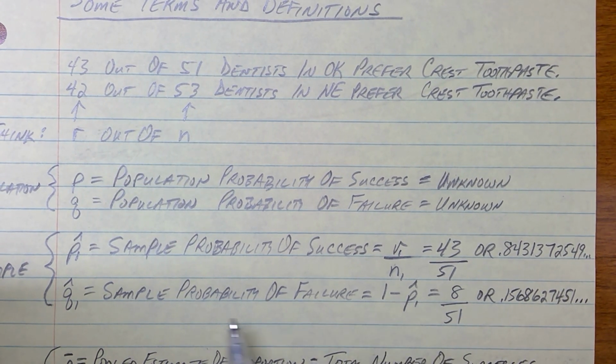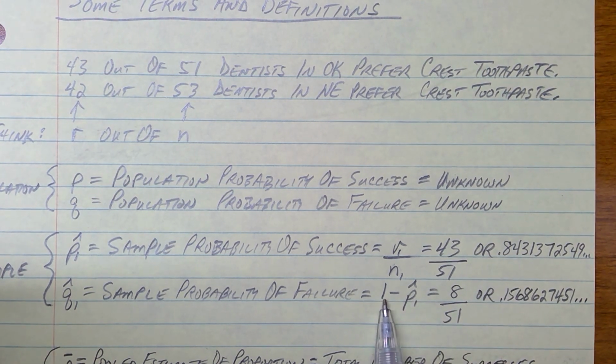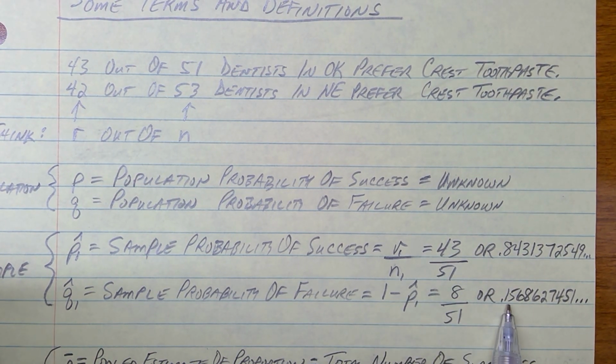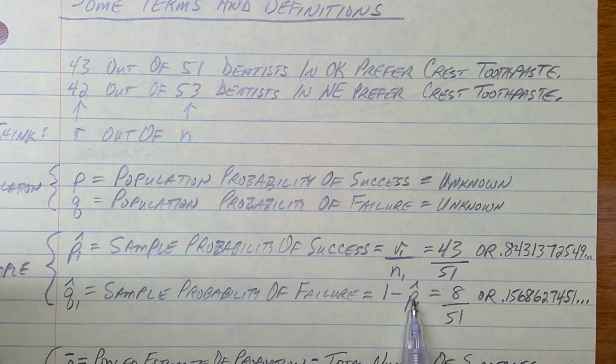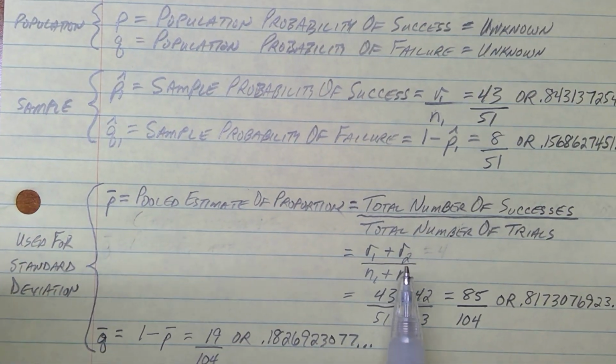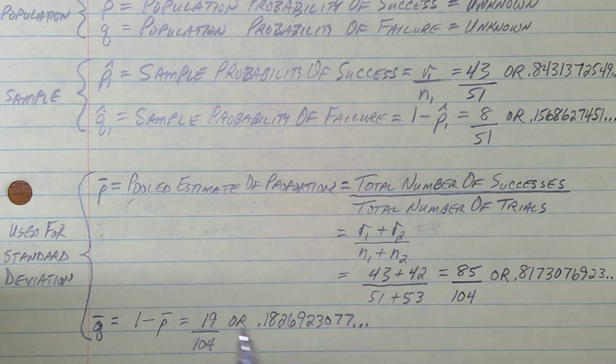Easier way to find Q hat is just do 1 minus P hat. All right, so it looks like 84% of dentists prefer Crest. Well, 100% minus 84% leaves about 16%, so that kind of makes sense. Lots of people just do it this way. It's quicker. All right, and then finally, p-bar.